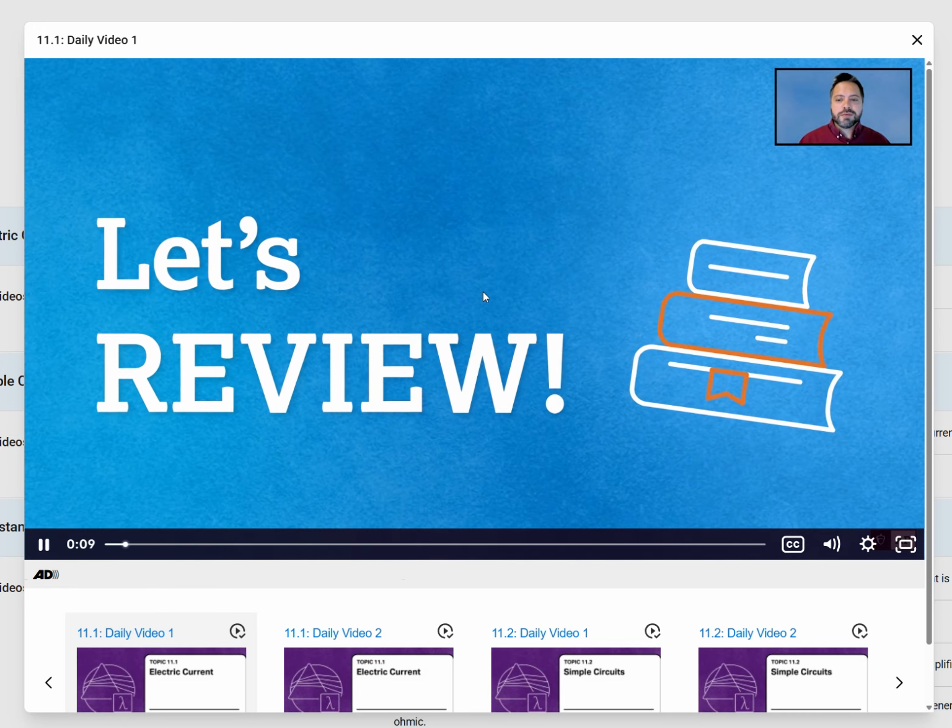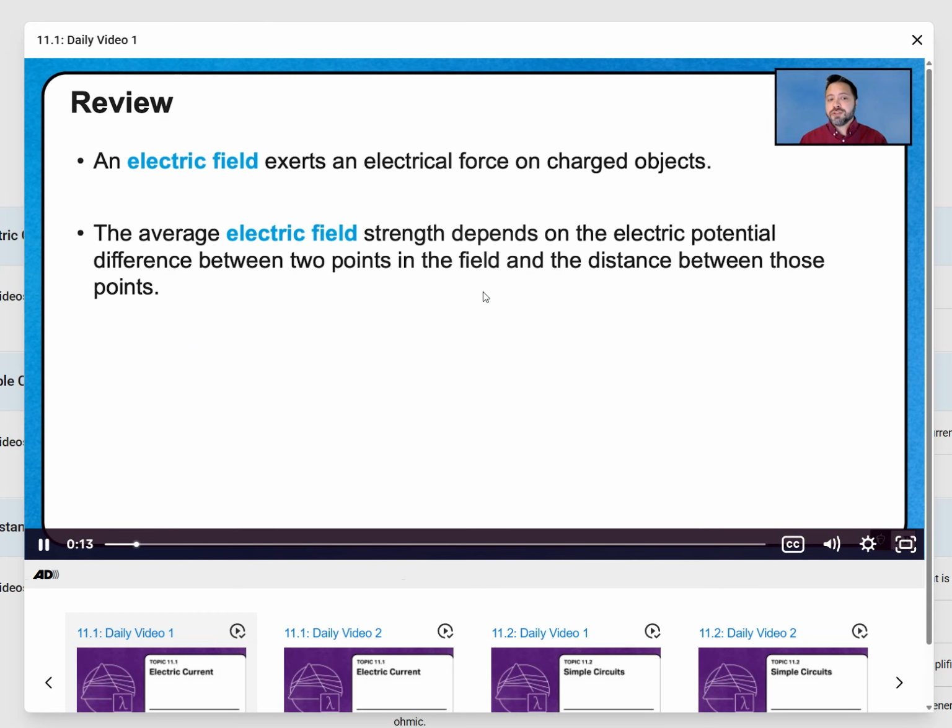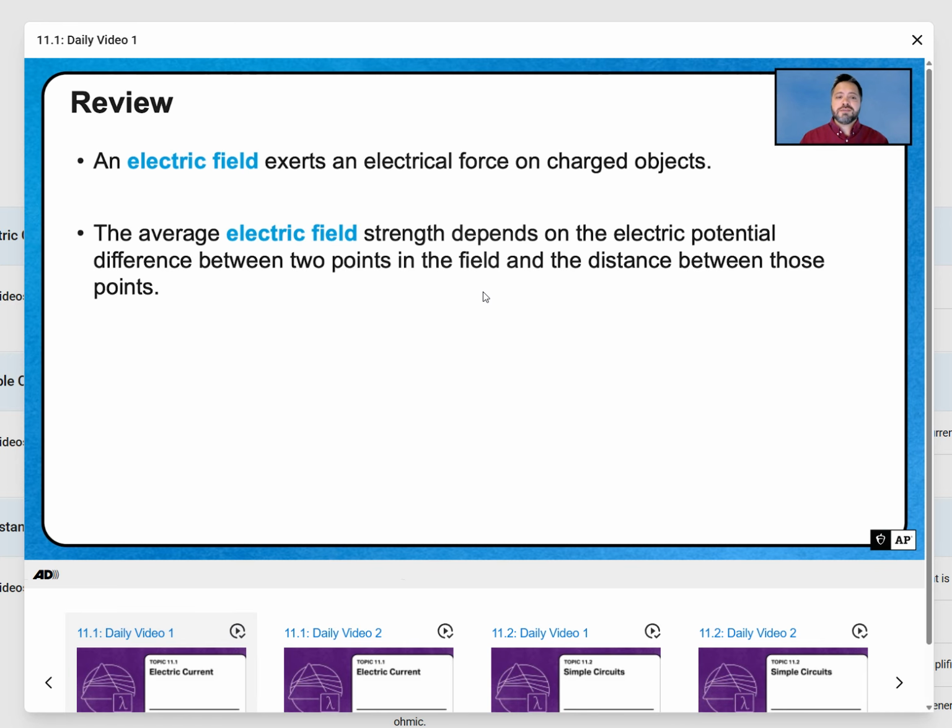Let's review electric potential difference real quick. An electric field exerts an electrical force on charged objects, and the field strength depends on the electric potential difference between 2 points in the field.